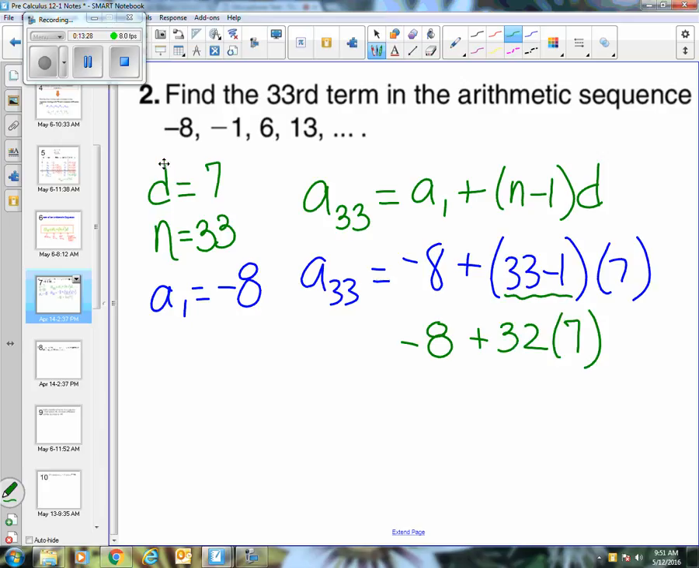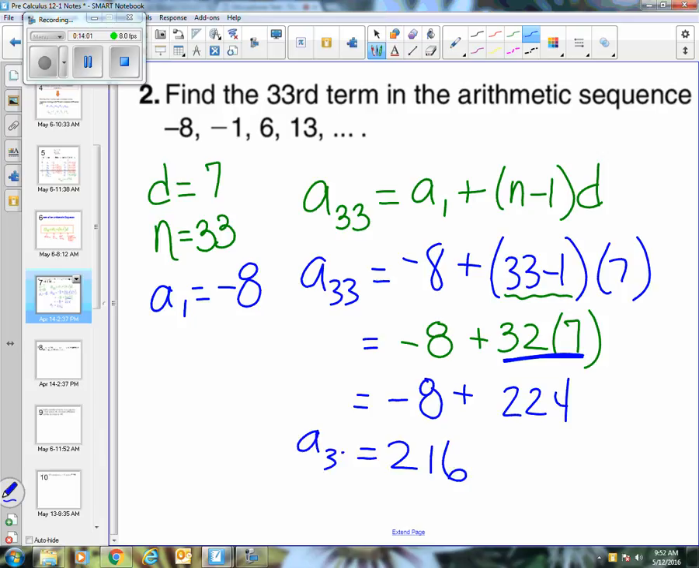I know you can do the arithmetic, but what I want you to understand for yourself is what this represents. 32 times 7 would be all 32 of those common differences at once. Instead of doing add 7, add 7, add 7, 32 times, we're doing it all at once. 32 sevens, boom, what's that final total amount? So when we put it all together, 32 sevens is 224. So 224 represents all of the common differences you need in total to get to the 33rd term. So then we end up with our 216.